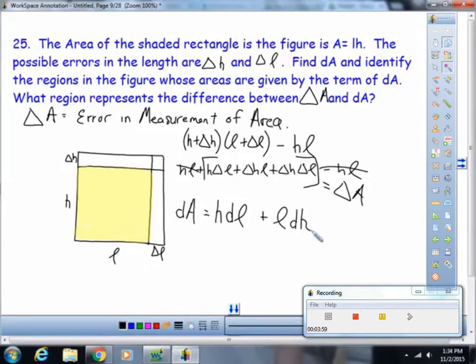Well, look, if we consider delta H to be dH and delta L to be dL, then dA is represented by those little black shaded areas there. So what is the difference between delta A and dA? That pink little cube right there. That's the only difference. Okay?